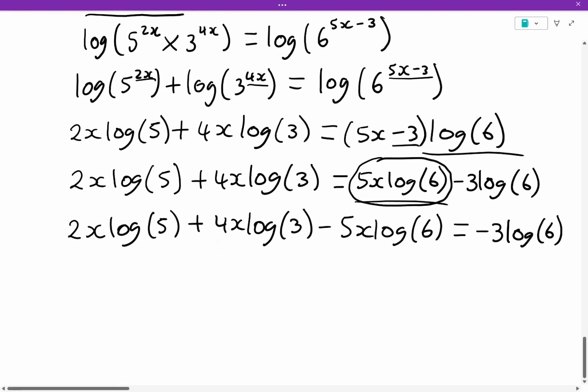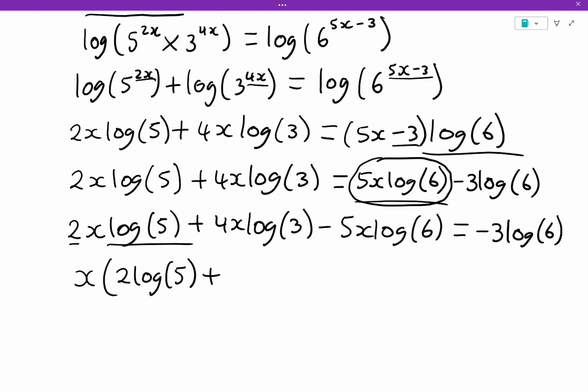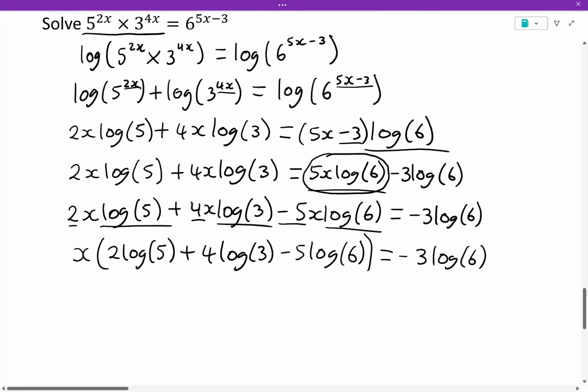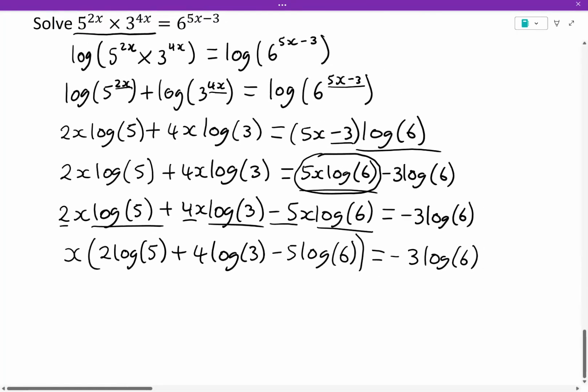Now on the left-hand side, x appears 3 times. Again, I want to isolate it. It's a common factor. So I do x, open bracket, and then it'll be 2 log 5 plus, then for our next term, it's 4 log 3. Then for our next term, it's negative 5 log 6. And then that is equal to negative 3 log 6. So x is now being multiplied by this very big bracket.